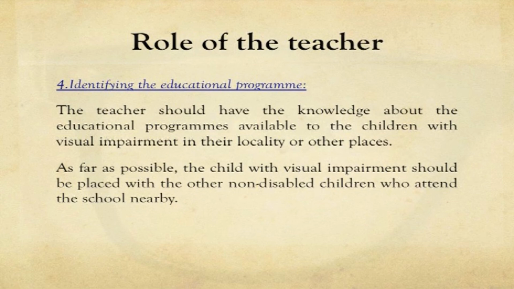Number 4, identifying the educational program. The teacher should have knowledge about the educational programs available to children with visual impairment in their locality or other places. As far as possible, the child with visual impairment should be placed with other non-disabled children who attend the school nearby.